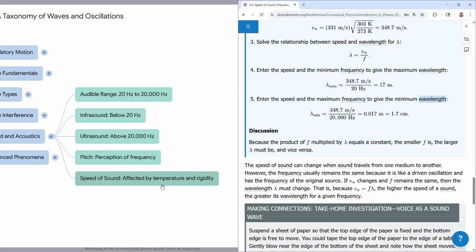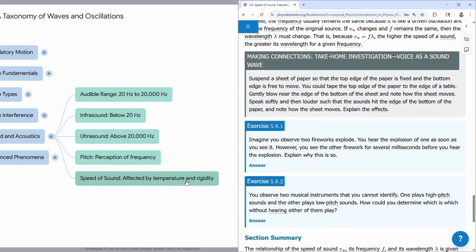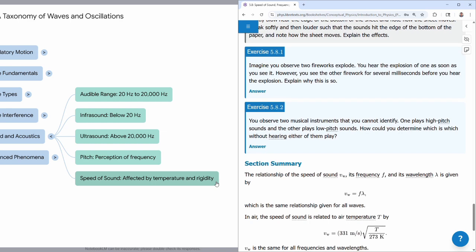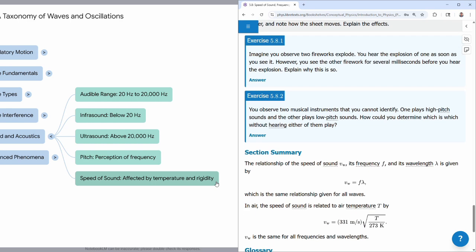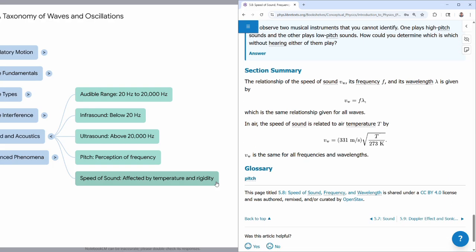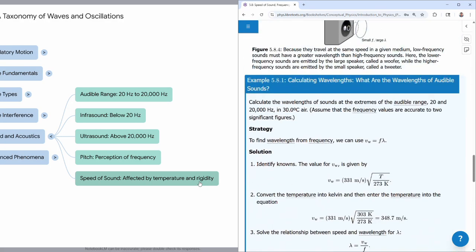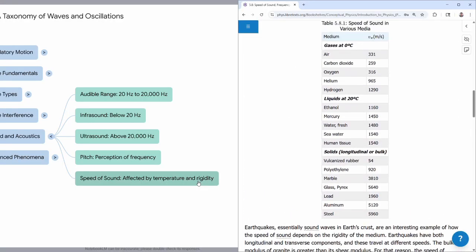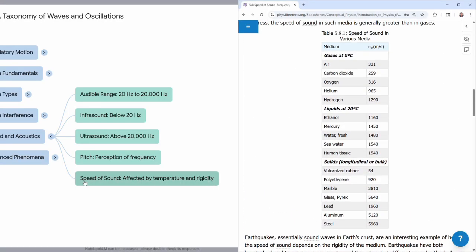It is affected by temperature, and I forget if it's affected by pressure. It might not be. I used to think it did, but I read somewhere that with the change of pressure, basically at a constant temperature, the change in density just cancels out whatever the effect would have been. The rigidity, I think that's more about speed of sound in solid matter. So speed of sound in solid matter is generally faster than speed of sound in air, and it'll depend on the material property. So that covers through section 5.8.